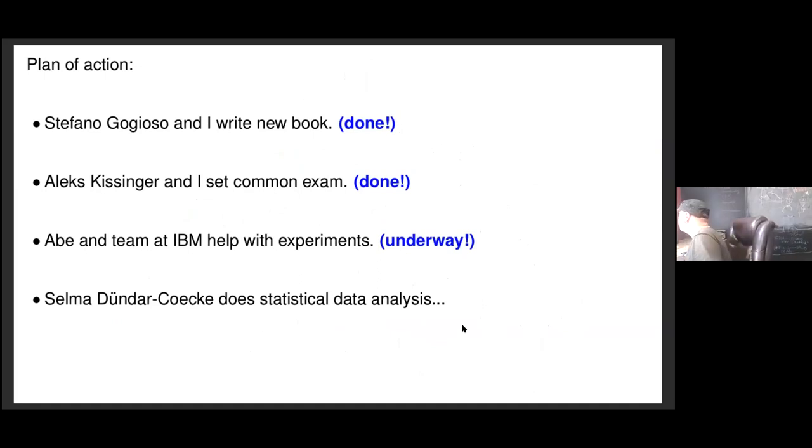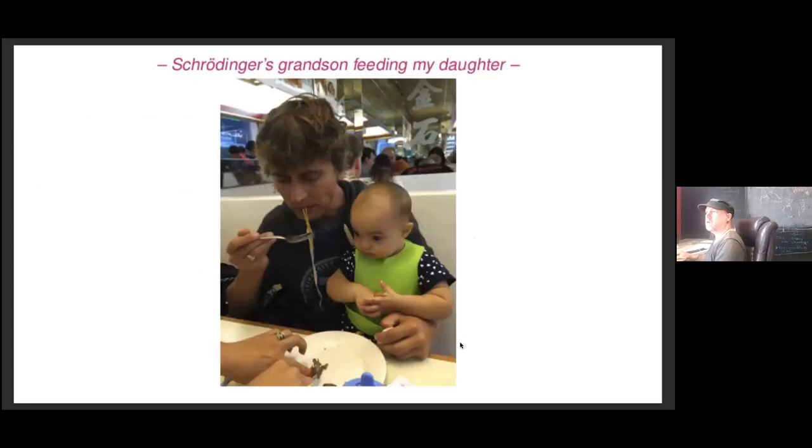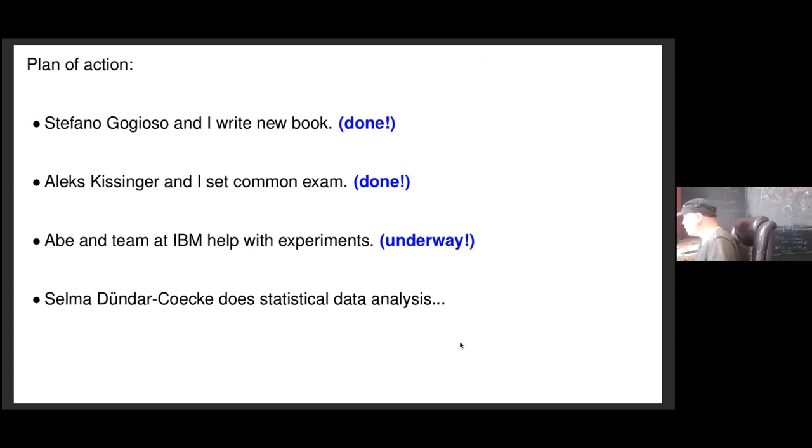Then what Alex Hischinger and I did is we set exam questions from the Oxford postgraduate exam, for people taking our book. And with the help of IBM, and that's now underway, Abe and his team, the Qiskit promotion team, are using their networks to test this exam on a large group of students and see whether they can effectively solve these exam-grade questions. And Selma is an education expert. She will be analyzing the data. So that's now ongoing. You'll hear about that soon, hopefully, and positively.